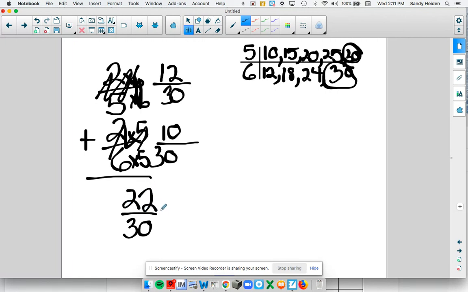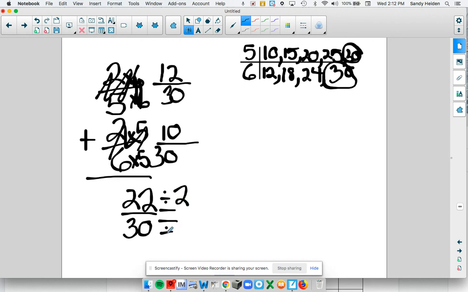Now the last step is always simplest form. What goes into 22 and 30? Well, they're both even, so I know 2 will. Well, anything bigger? 4. No. 11 goes into 22, but not 30. 15 goes into 30, but not 22. I think 2's the biggest. So I'm going to divide them both by 2 to make it simplest form.